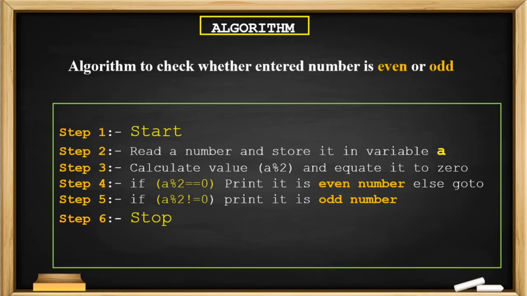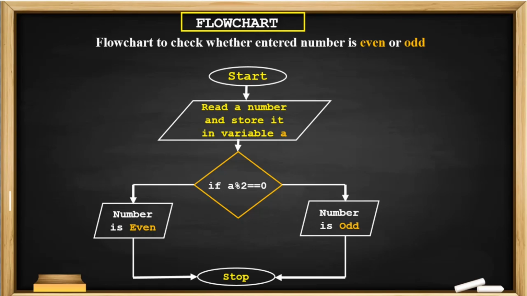In step 4, if the result is equal to 0, then we have to print that it is even number as discussed earlier. Else, if it is not equal to 0, then condition will not be satisfied and we will print it is an odd number. Step 5 is the last step, which is stop. Next, we will discuss flowchart.